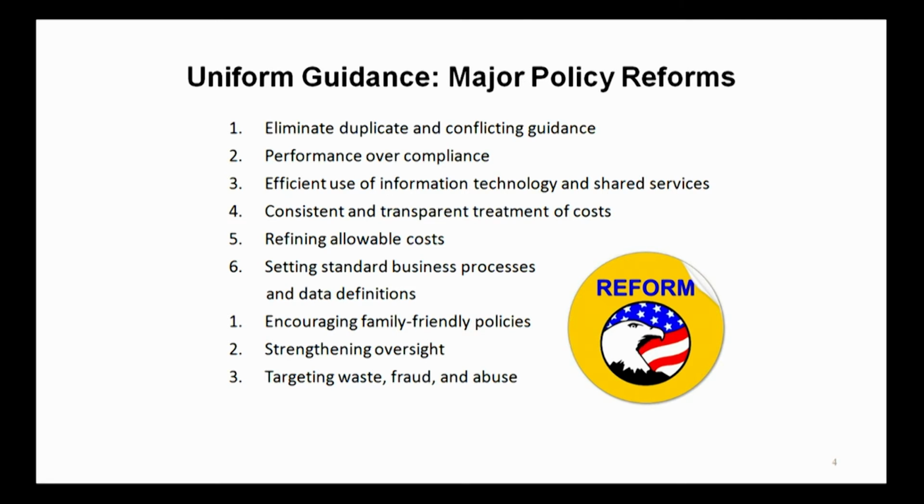There's a significant change in that now the focus is on performance and not just compliance, which was the focus of the previous OMB circulars. It includes efficient use of information technology and shared services. It provides for consistent and transparent treatment of costs. It refines allowable costs. It sets standard business processes and data definition. It encourages and enables family-friendly policies, strengthens oversight, and targets waste, fraud, and abuse.